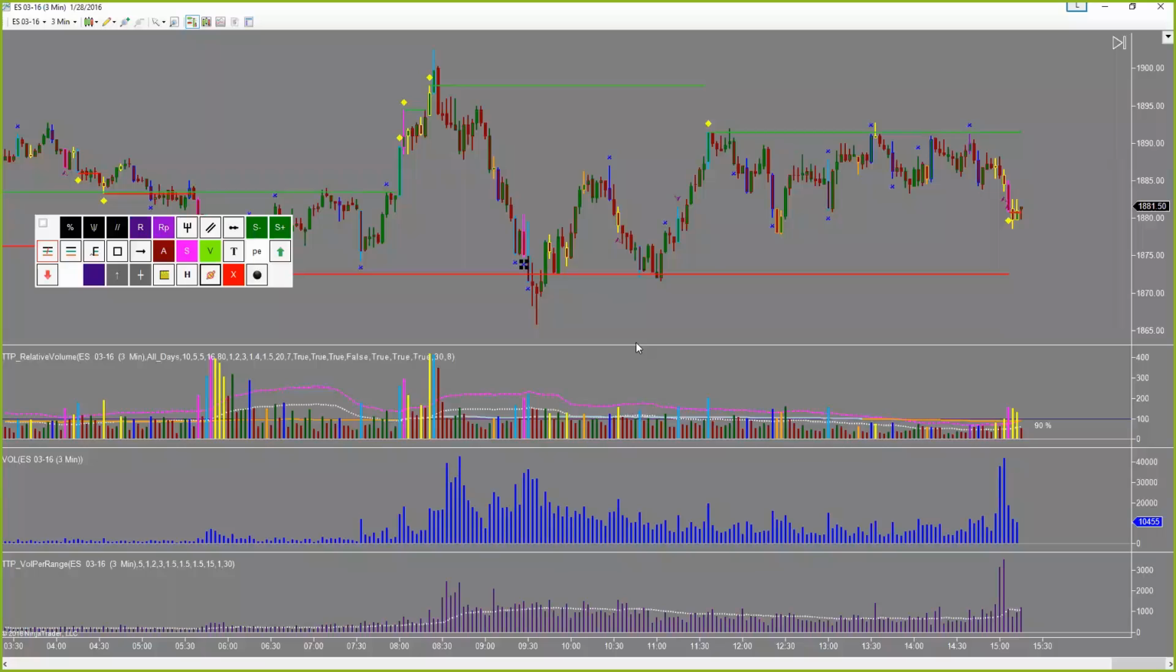So that's it. I just wanted to give you guys an overview of the relative volume and the volume indicators. If you're interested in the package, I'm not trying to sell you anything today. I just wanted to give you a better understanding of what this stuff is all about.